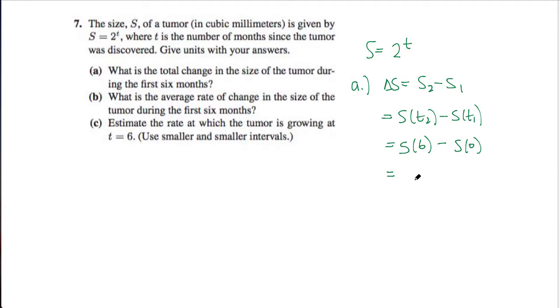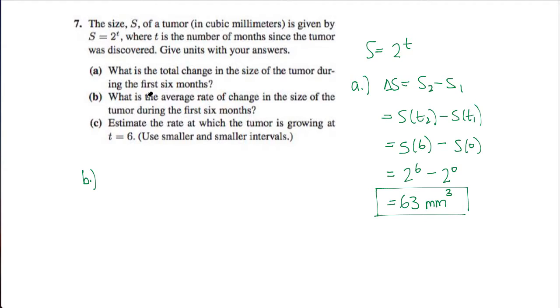So my change in size is going to be 2 raised to the 6th minus 2 raised to the 0. So my change in size will be 63 cubic millimeters. In case you don't know how to write that, that would be mm, little m's, cubed. So this is my change in size for the first 6 months.